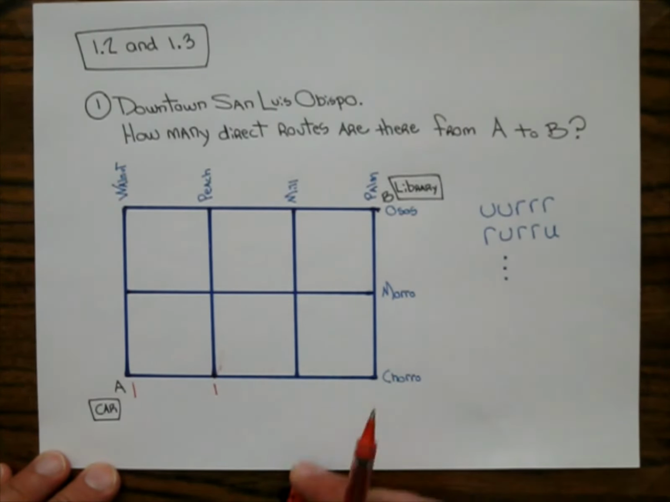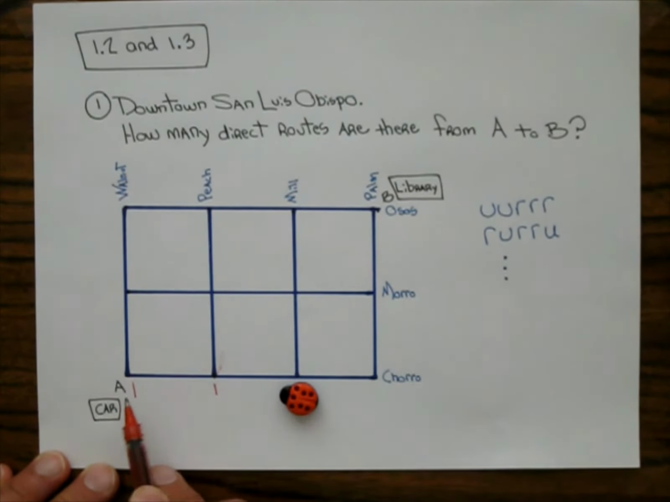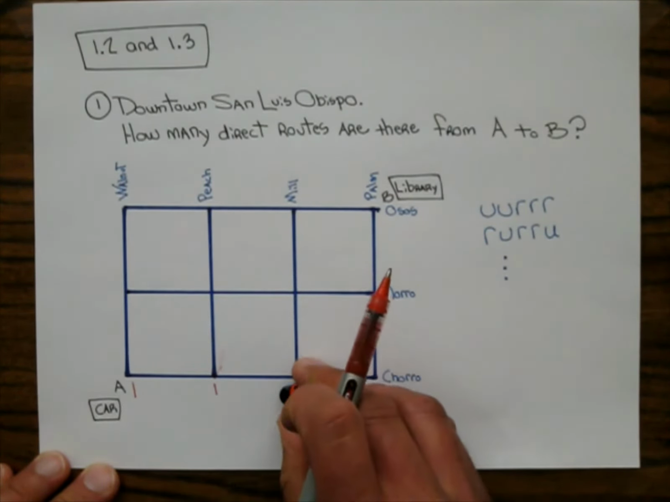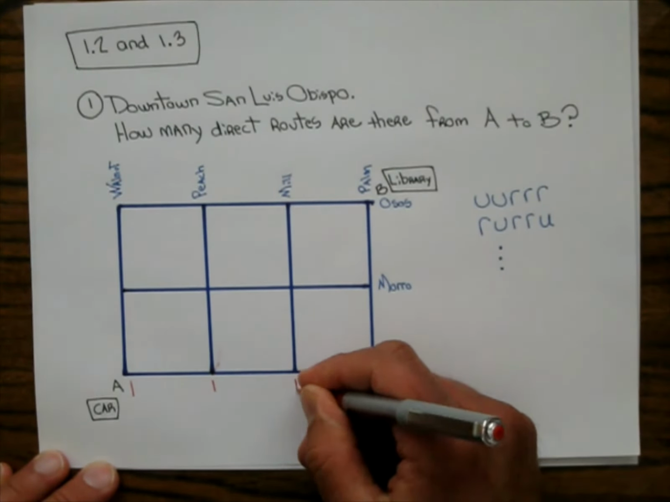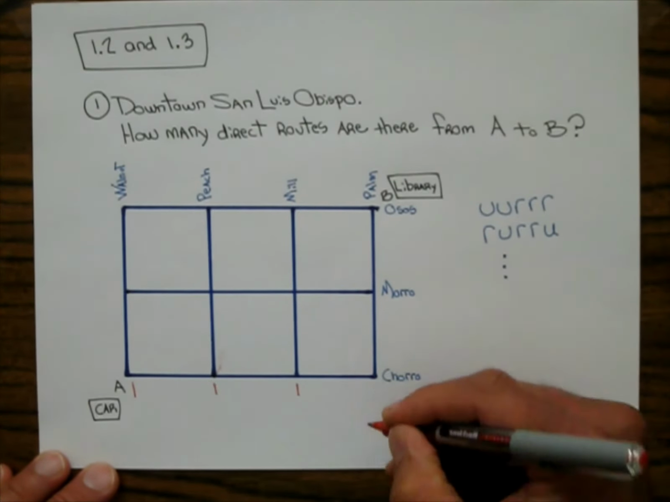Okay, so suppose the library was there and you parked your car here. How many direct routes are there from your car to this bug? Well, it's just one direct way of getting there. And if the library was right here, there's just one way.